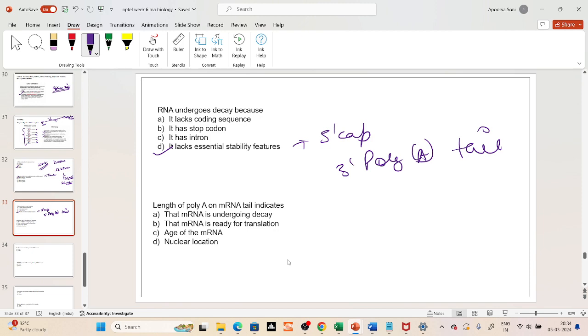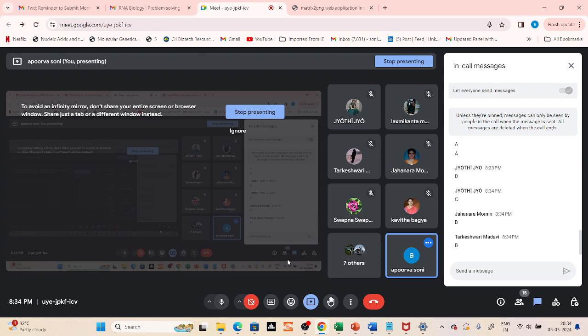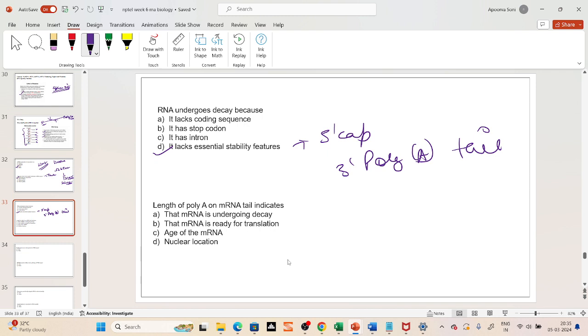I give you 1 minute. So, okay. So, actually the correct answer is C, that is age of mRNA. If you remember in the initial classes, we have discussed that the length of the poly A mRNA tail indicates the age of mRNA. That means as mRNA starts getting old, what happens? The length of poly A tail it also kind of increases. Okay, so this you have to always remember that length of poly A tail indicates the age of mRNA. Okay, so now we'll come to this question.